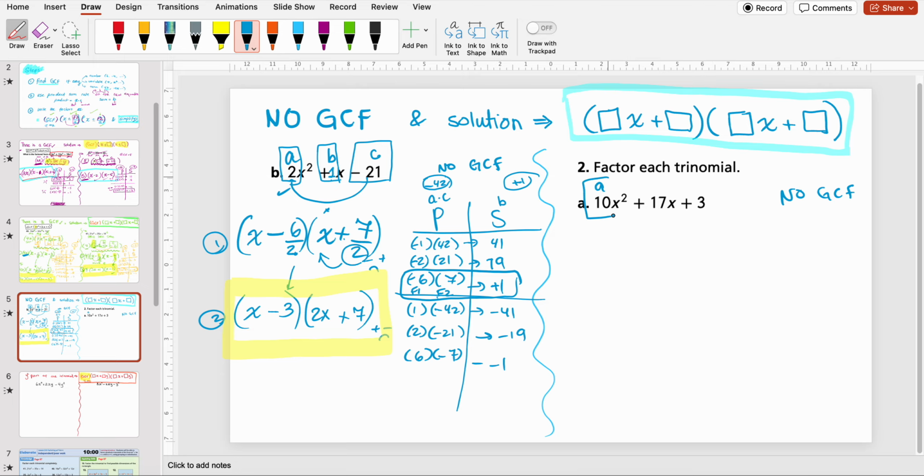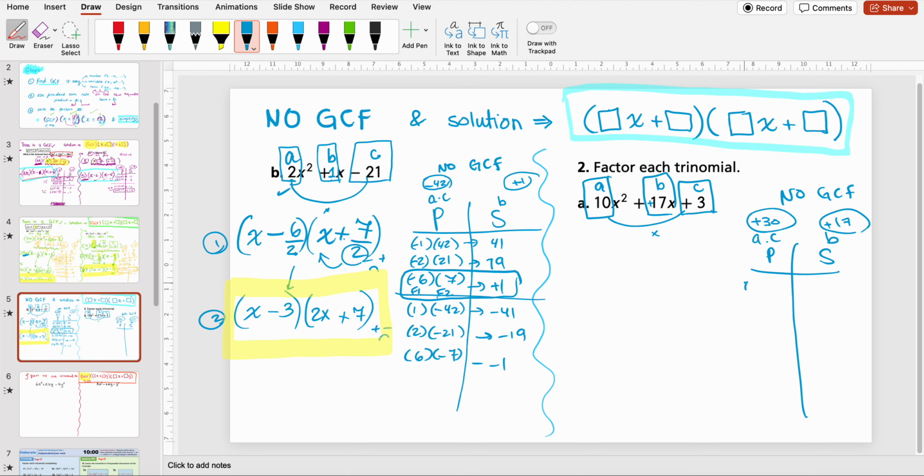This is your A, this is your B, positive 17, this is your C. Now use the product-sum table. Product should be A times C, sum should be B. Why is it A times C? Because I have the A. Now 10 times 3, it's 30. That's the product, positive 30. Sum is 17, positive. Yeah, so let's work on it.